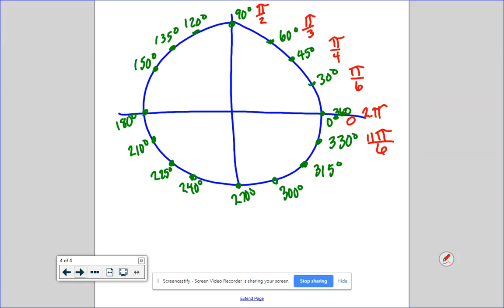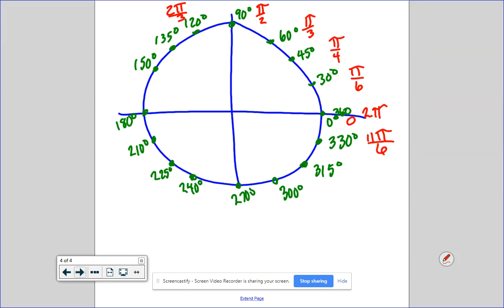Okay? 120 fits which bow tie? 30, 45, or 60? 60. So, 60 degrees is 1 pi over 3. So that means 120 is 2 pi over 3. It's in the second quadrant. Is that how it works? Yep. So you're just counting.